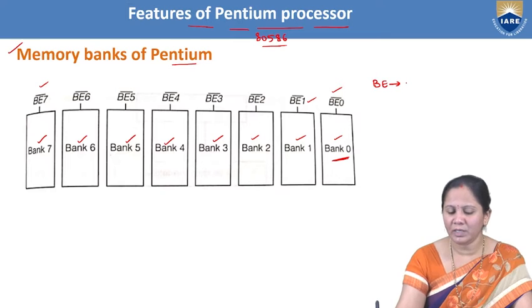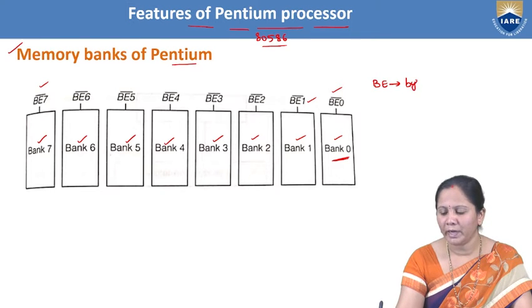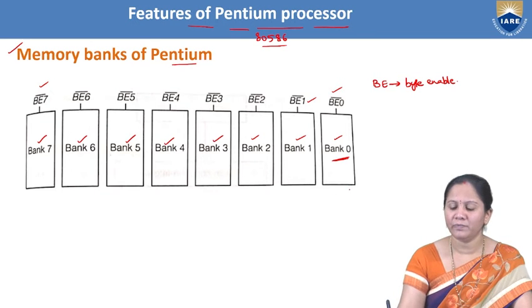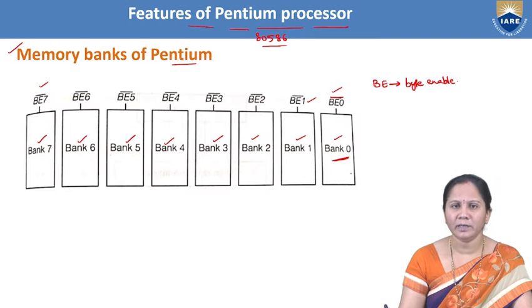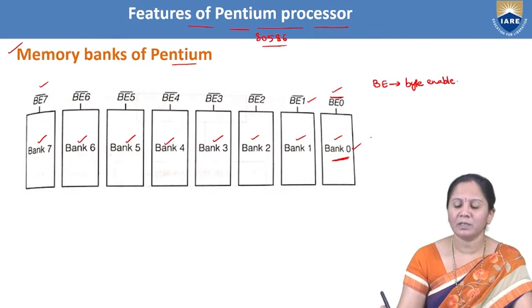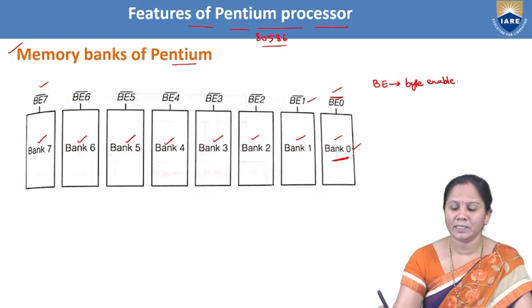So what is BE? BE stands for byte enable. It is an active low signal. If that signal is activated for a particular bank among the 8 banks, that particular bank will be selected.